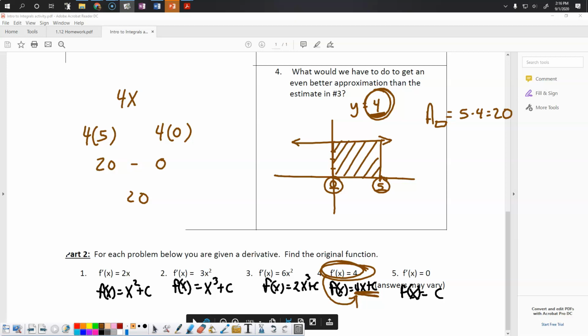Find out what the integral was. This is what we call the integral. Plug in the right and left-handed numbers that are the boundary points for it, and subtract those results, and you get the area. Let's do another one.